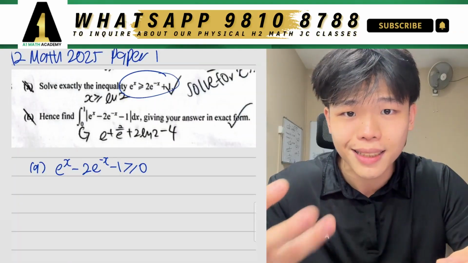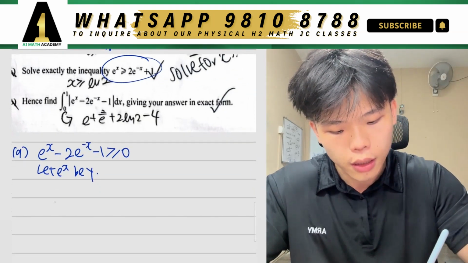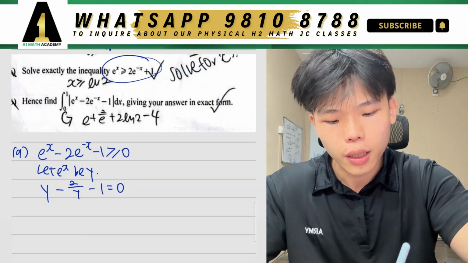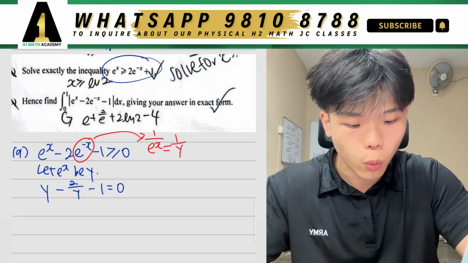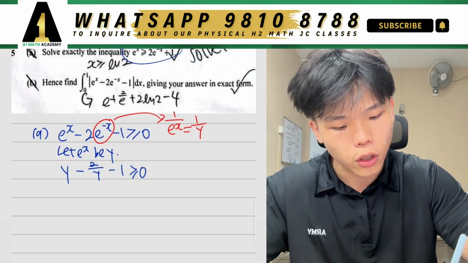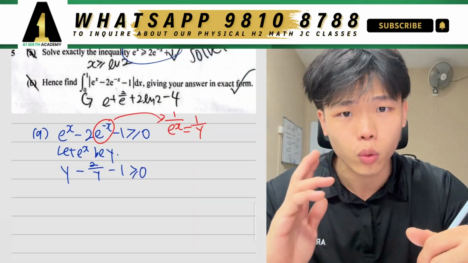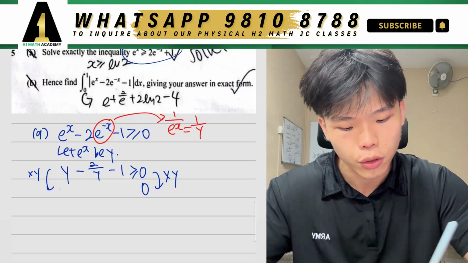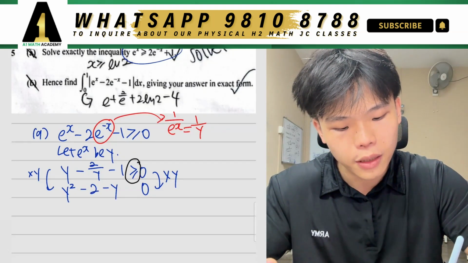Now, to put it in a form that is simpler and easier for me to understand, I'm just going to let e^x be y. So now I have y − 2/y − 1 ≥ 0, because take note over here, e^(−x) can be written as 1/e^x, which can be written as 1/y. Now over here, this is bigger than or equal to 0. Now, how do we actually solve this? Well, we need to put it into a quadratic inequality. But the only way to get it into a quadratic is if we times y on both sides. If we times y on both sides, here will be 0, and then here will be y² − 2 − y.